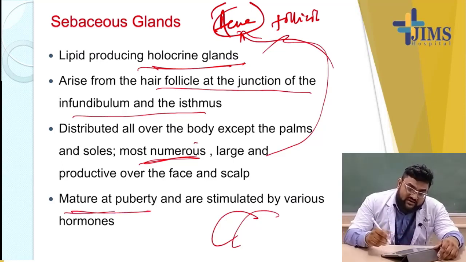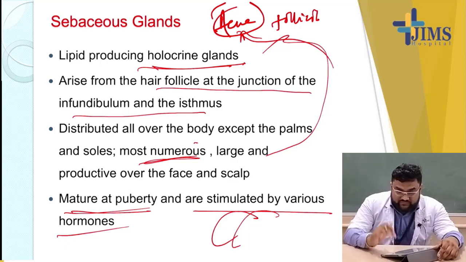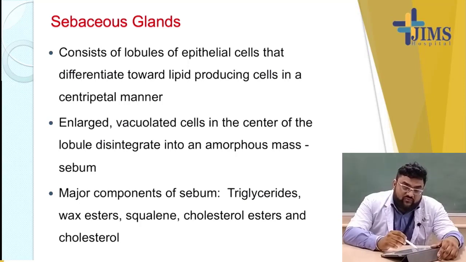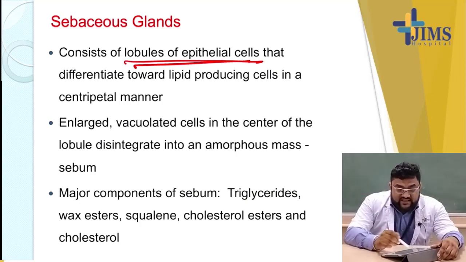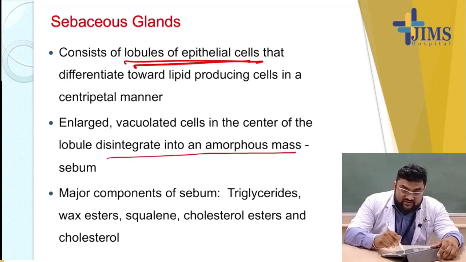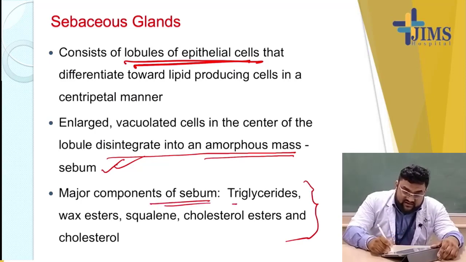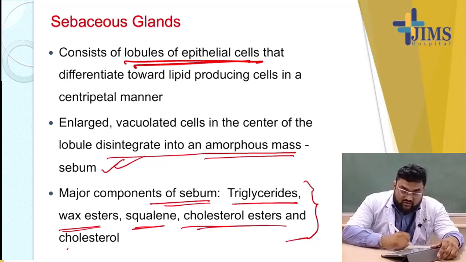They mature at puberty and are stimulated by various hormones. These sebaceous glands consist of lobules of epithelial cells that differentiate towards lipid-producing cells in a centripetal manner. Enlarged vacuolated cells in the center of the lobule disintegrate into an amorphous mass, which is called sebum. Now, this is a short question for you. If they ask what the components of sebum are: triglycerides, wax esters, squalene, cholesterol esters, and cholesterol.